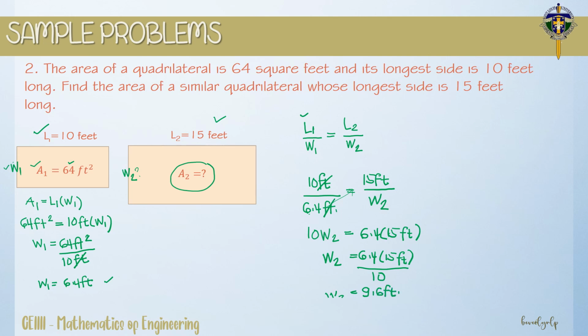So since we already know the value of W2, we can now solve for area 2. And that is length 2 times W2. So length 2 is given to be 15 feet multiplied by W2, which is 9.6 feet, the one we solved. So area 2 is 144. Feet times feet becomes feet squared. So this is now our answer.